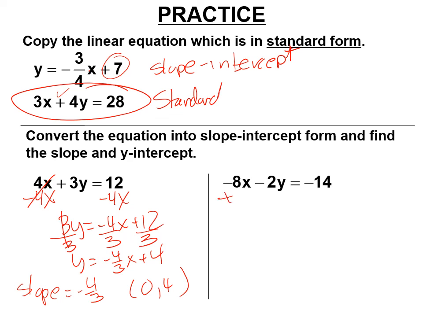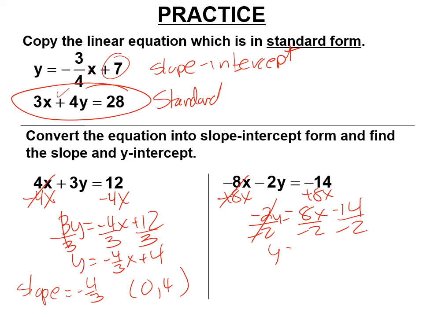All right, we're going to add 8x to both sides because it's negative. Negative 2y equals 8x minus 14. Divide both entire sides by negative 2. Y equals negative 4x. 8 divided by negative 2, negative 4. Negative 14 divided by negative 2, positive 7. Slope is negative 4. Y-intercept is 0, 7.